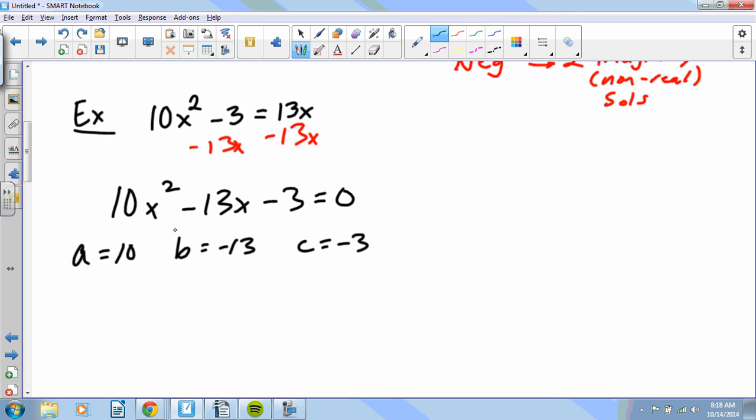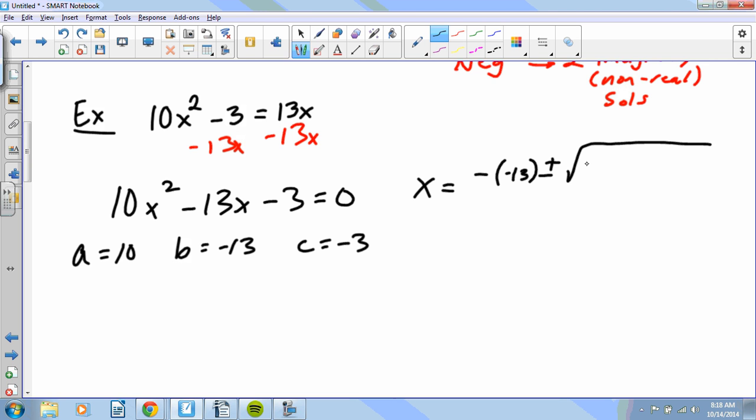And then we're just going to plug stuff in. Again, use parentheses, folks. It's going to make your life so much easier. You'll be able to organize it and watch out for any little tricks that come up to play. So the opposite of b, which is negative 13, plus or minus. Don't forget the plus or minus.